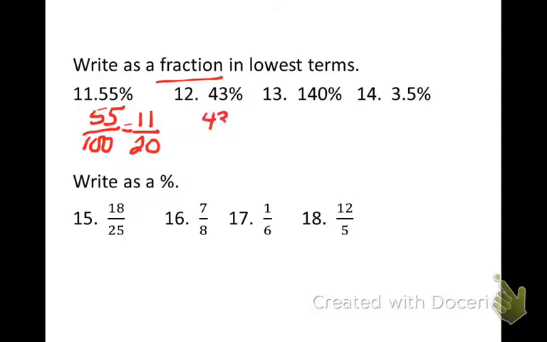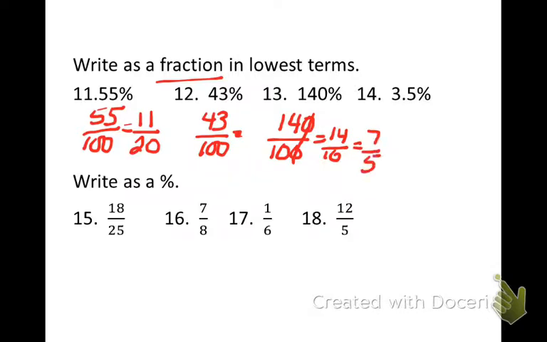43%, you put 43 over 100. Anybody know what kind of number 43 is? It's a prime number, so the only thing that goes into it is 43 and 1, so you cannot reduce this one. Here we're going to put 140 over 100. One of the easiest ways to simplify this is divide them by 10. That really knocks that 0 off, so you get 14 over 10. And then 2 will go into both those, and you get 7 over 5. And I do prefer that you leave it as an improper fraction.